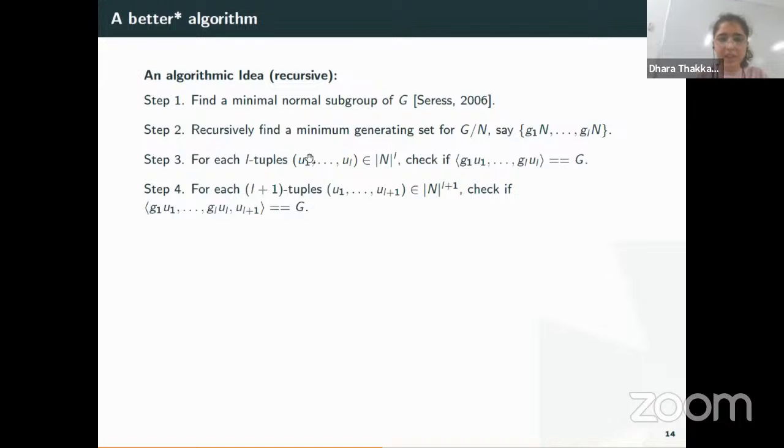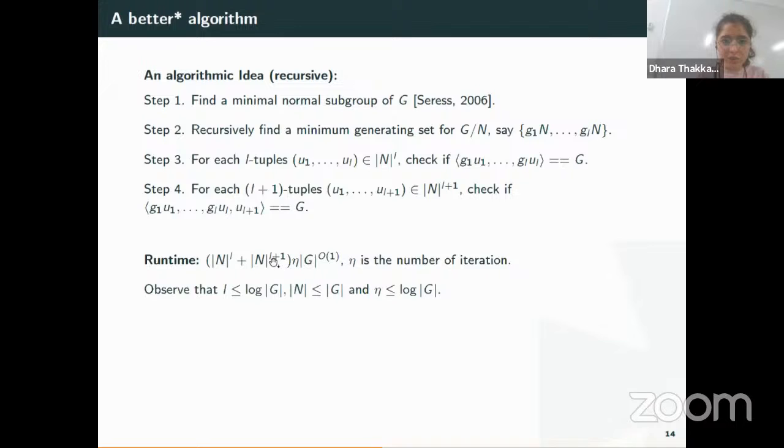So this is a bit better algorithm, but if we analyze the running time, it takes |N|^L+1 many tuples we need to try. And let's say eta is the number of iterations. Since it is a recursive algorithm and the size of the group reduces every time, eta can be at most log |G|, and since N is a subgroup of G, it can be bounded by the size of G. So this runtime is again quasi-polynomial in the size of G.